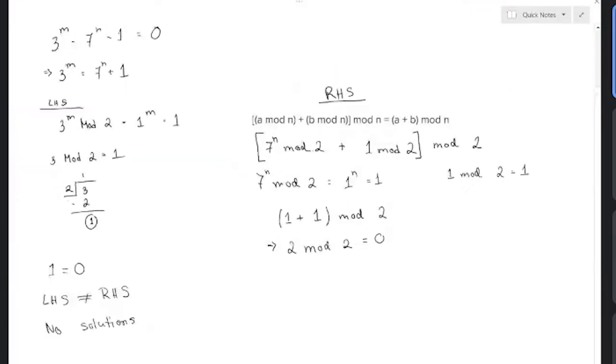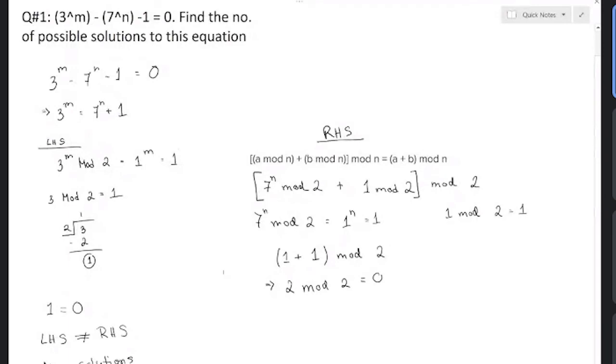So now we will be looking into an Olympiad style question from BDMO. Okay, so let's get started. So our question is 3 to the power m minus 7 to the power n minus 1 equals 0. So find the number of possible solutions to this equation. So firstly, আমাদের equation to solve করতে হলে we need to make all the terms positive. So let's just take -7 to the power n and 1 to the right side. So we are getting 3 to the power m on the left hand side and 7 to the power n plus 1 on the right hand side.